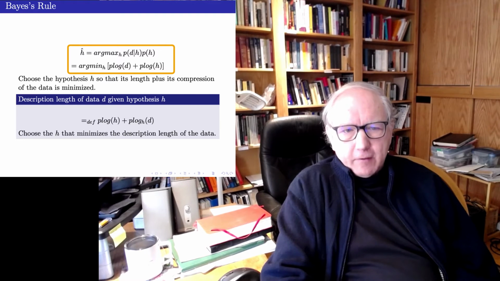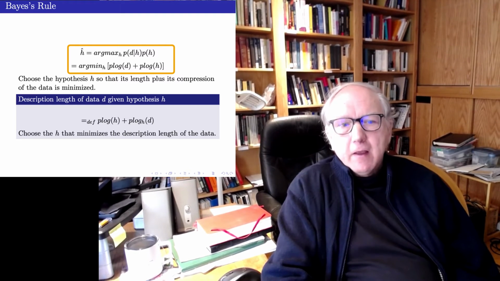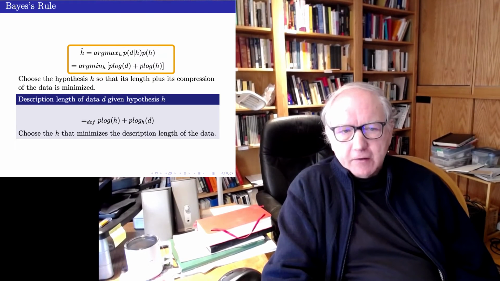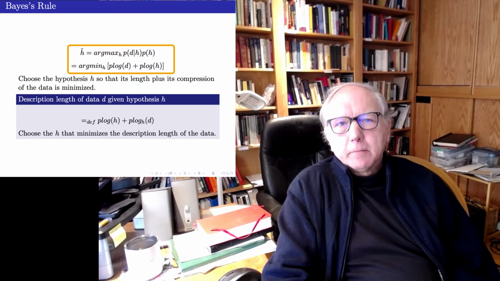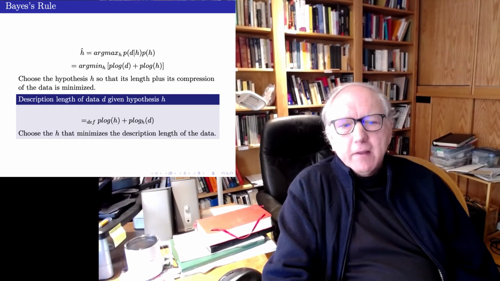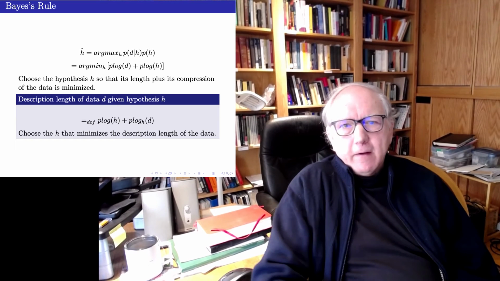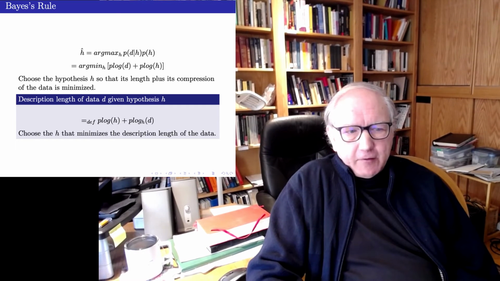But then the big box to bear in mind is the description length of a set of data D given hypothesis H is the log of H plus the log of the data given hypothesis H. Choose the H that minimizes the description length of this data. That's what MDL is telling us, and that's what we're going to use, and we're going to try to use that in order to find words in a long corpus.